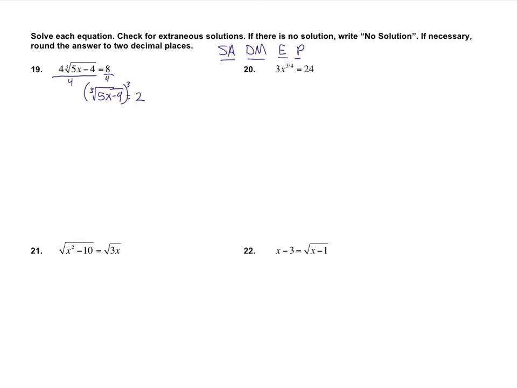We're going to cube both sides. Cubing the cube root gets rid of that. That gives us 5x minus 4 equals 2 cubed, which is 8. Now we can add 4 to both sides. 5x equals 12. Divide by 5, and we get x equals 12/5.